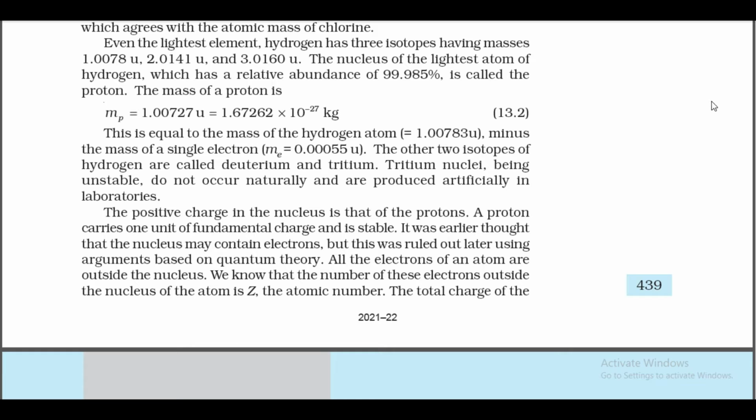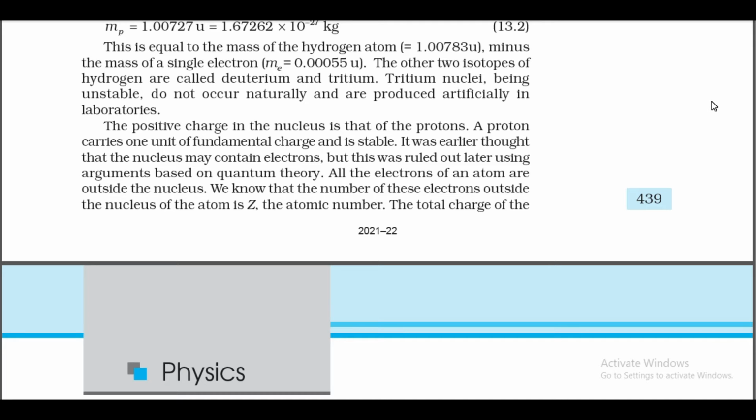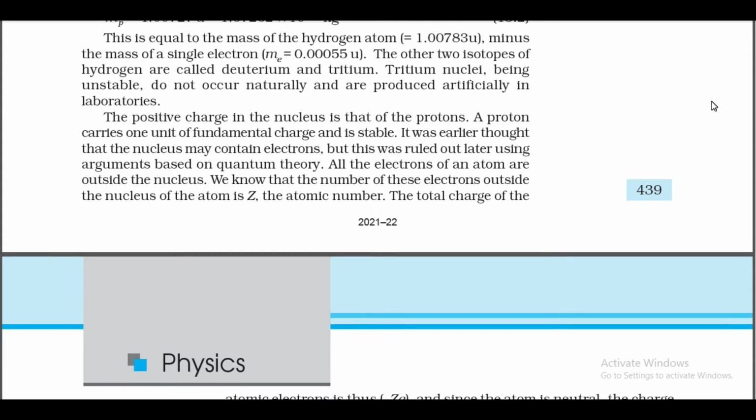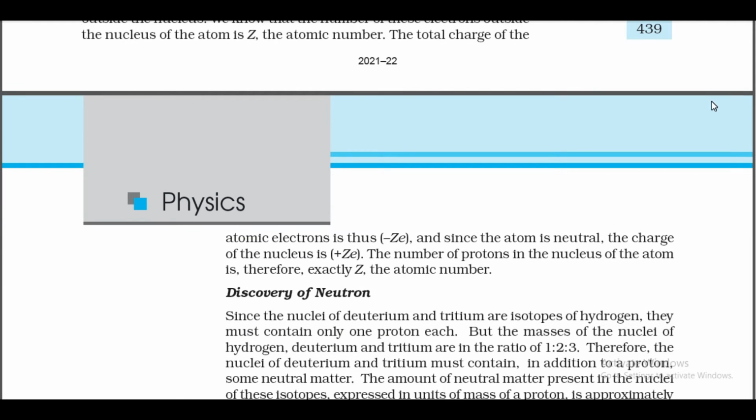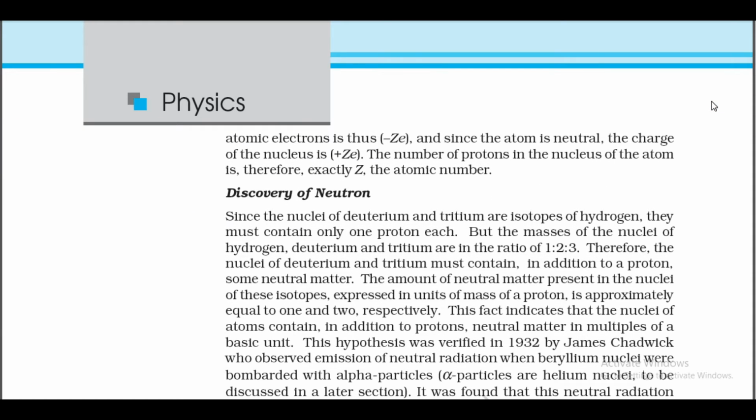The positive charge in the nucleus is that of the protons. A proton carries 1 unit of fundamental charge and is stable. It was earlier thought that the nucleus may contain electrons, but this was ruled out later using arguments based on quantum theory. All the electrons of an atom are outside the nucleus. We know that the number of these electrons outside the nucleus of the atom is Z, the atomic number. The total charge of the atomic electrons is thus minus Ze, and since the atom is neutral, the charge of the nucleus is plus Ze. The number of protons in the nucleus of the atom is therefore exactly Z, the atomic number.